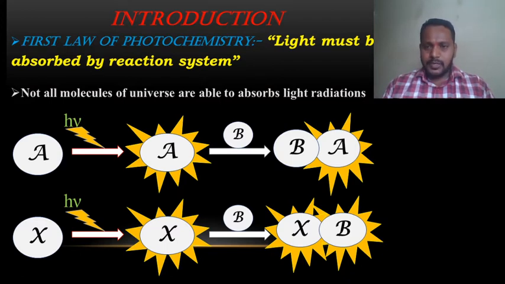Now see, in the universe it is observed that most of the molecules are unable to absorb the light, even though those molecules undergo photochemical changes. How is it possible? To know that, we have to study the photosensitized reaction. Not all the molecules in the universe are able to absorb the light, but they undergo photochemical changes.